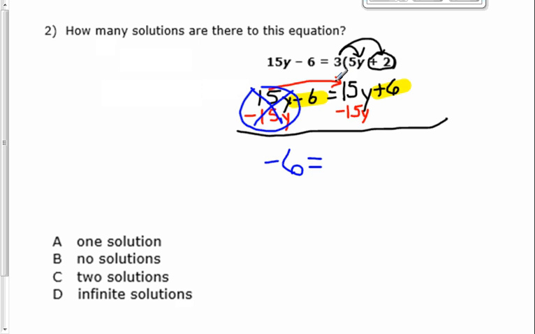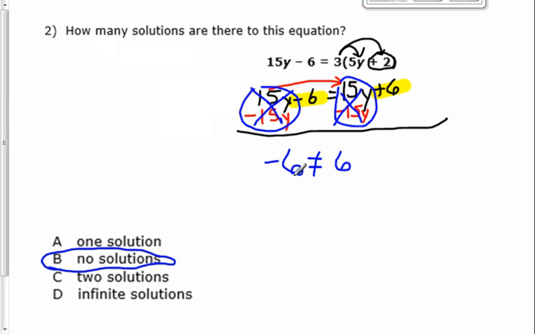is equal to, and then this right here is going to cancel each other out. So that went away. Is negative 6 the same as positive 6? Well, no. It's not going to work no matter what you plug in. So our answer here is no solutions. You can take any number you want and plug it in.